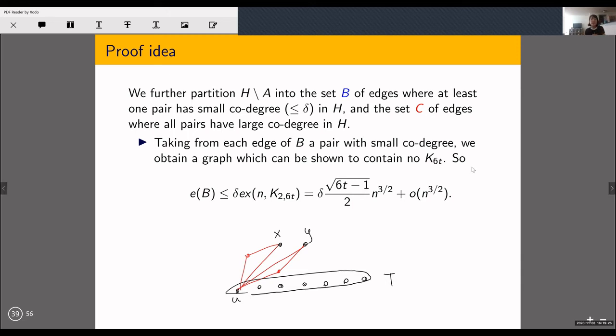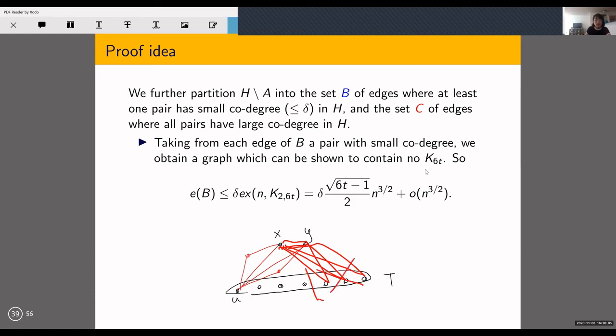So for every hyperedge in B, we select a pair with small co-degree, and we construct a graph using those. So in this graph, each edge is mapped to at most delta times, and we claim that it does not contain a K_{2,t}, right? So if it contained one, which I just used the same picture as before, well, we know that the co-degree of x and y, we showed that was at most 3t. So maybe I might have some edges that look like this, but there's not that many vertices that satisfy that. So let's throw those vertices out, and we still have at least 3t vertices here.